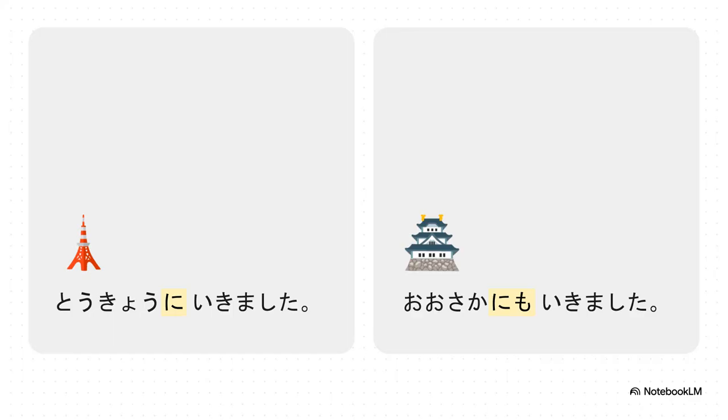Let's look at an example. You say, I went to Tokyo. That ni particle is key. It marks your destination. So what if you also went to Osaka? Well, you don't want to lose that destination marker, right? So you keep it, and you just tack mo on right after. Osaka ni mo ikimashita. I went to Osaka too. See? We didn't replace ni, we just added to it.